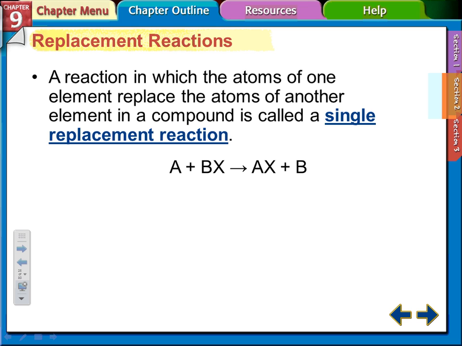Replacement reactions, one in which one element replaces the atoms of another element in a compound, is called a single replacement reaction. They show kind of the generic form of this reaction where you have an element A and a compound BX, and the element A replaces the B, so A and B switch places, right? The A is now with the X atom, and B is off by itself. So B was replaced in this reaction.